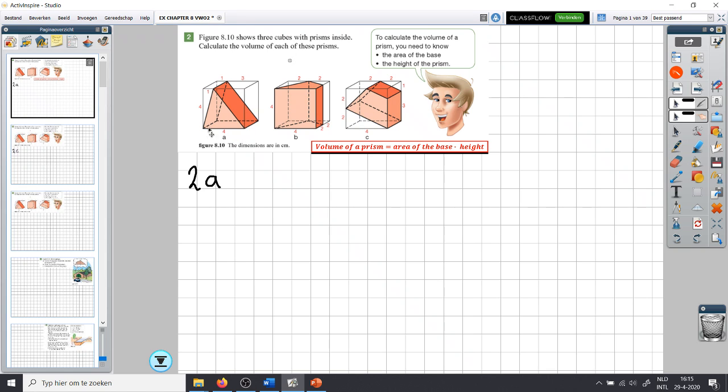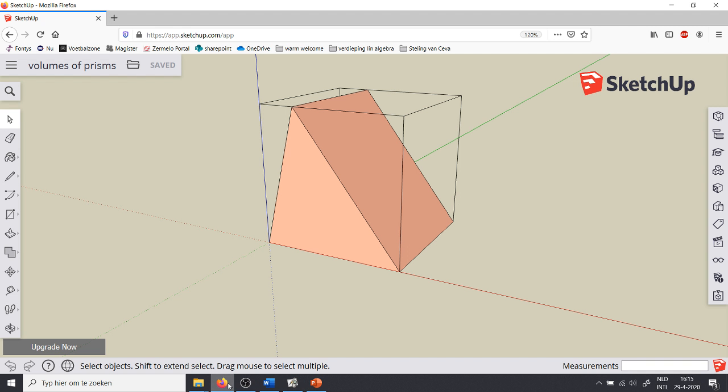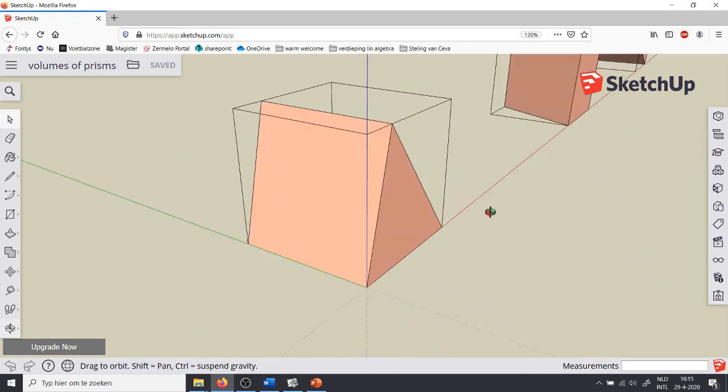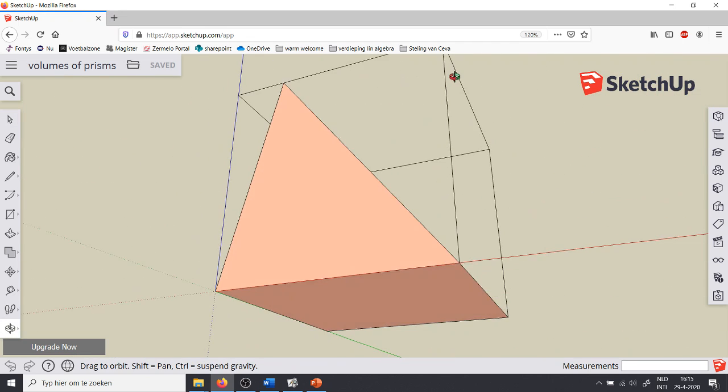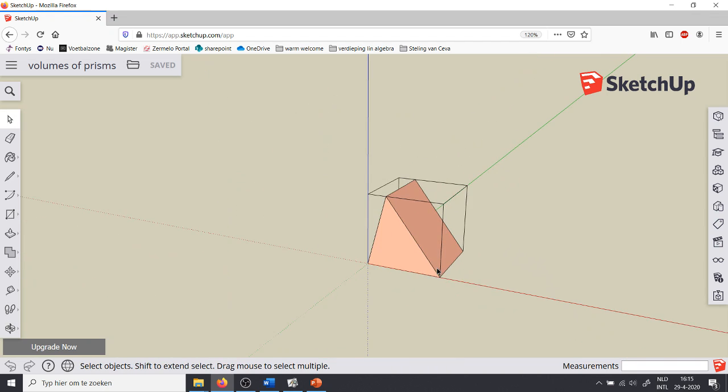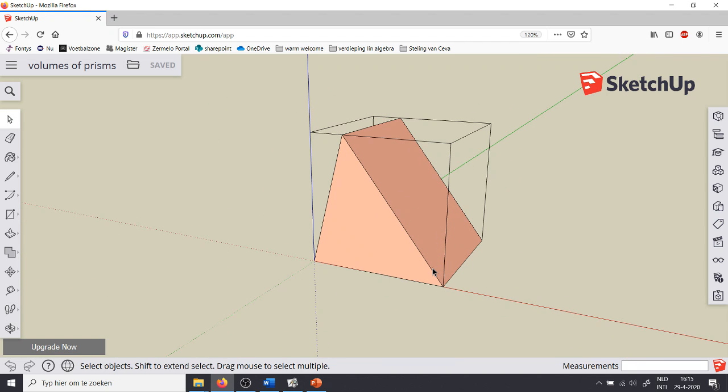So they want to calculate the prism that is inside of this cube right here. And in 3D that looks like this. And as you can see, sometimes it's a lot easier if you can just turn around an object and view how it looks from multiple different angles.